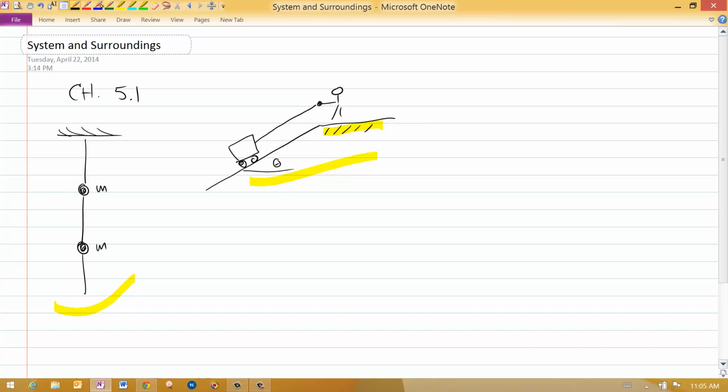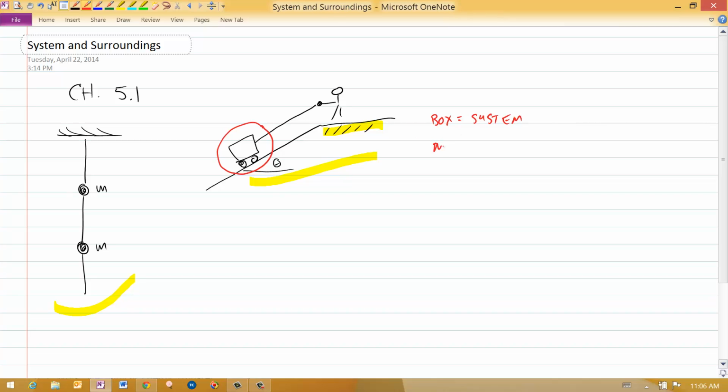In each of these questions, in order to find out how the objects are going to move and what the forces are, I need to divide up the universe into the system and the surroundings. So let's say the system for the box problem, I'll draw the system boundary here. So the box is the system, and everything else is in the surroundings.